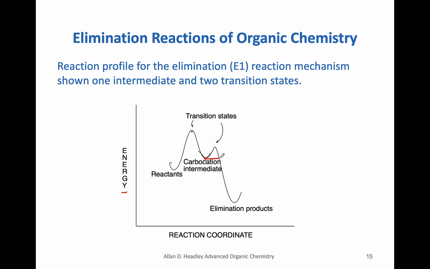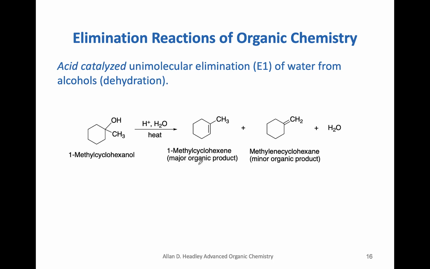Notice it's a fast step here because the energy of activation is low. The energy of activation here is much higher, so hence this represents the rate determining step of the reaction. And of course, the final is the elimination products. So don't forget, this represents the E1 mechanism in which a carbocation is formed.